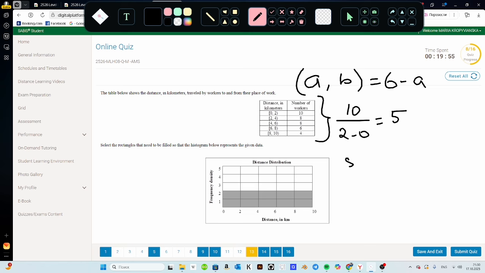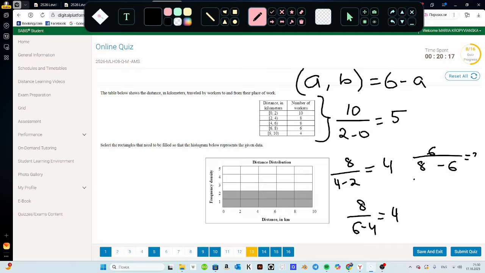Then 8 over 4 minus 2, which gives us 4. And then 8 over 6 minus 4, which gives us 4. Then 8 over 8 minus 6, which gives us 4. And then 4 over 10 minus 8, which gives us 2.